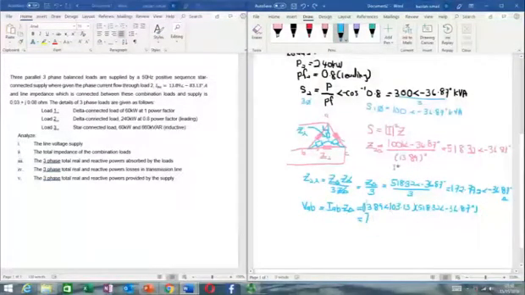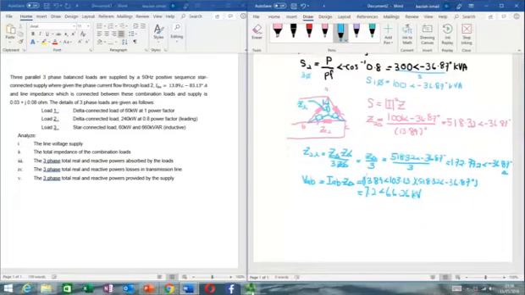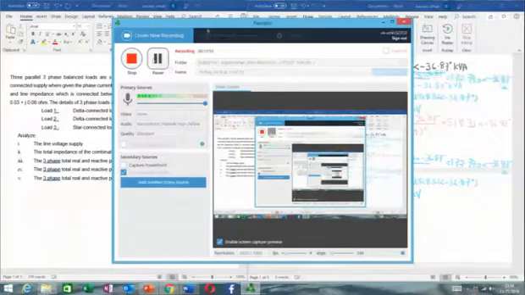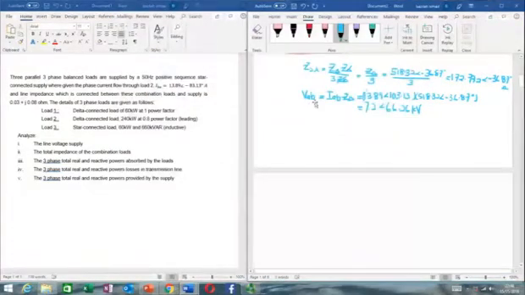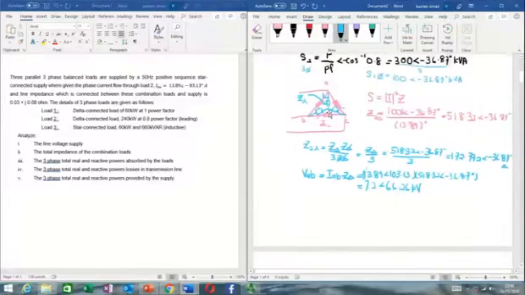Okay, so the answer is 7.2 kV angle 66.26. Okay, so this is VAB.